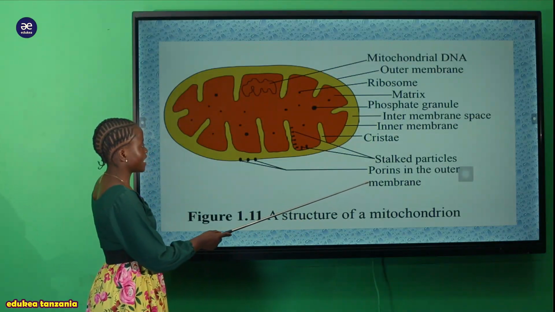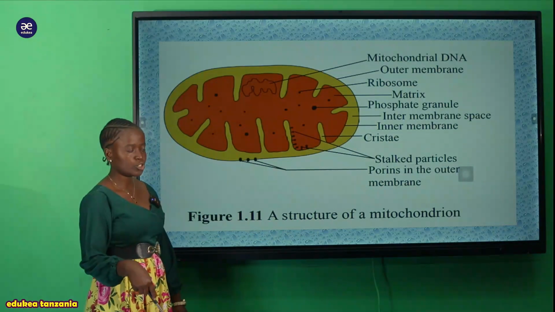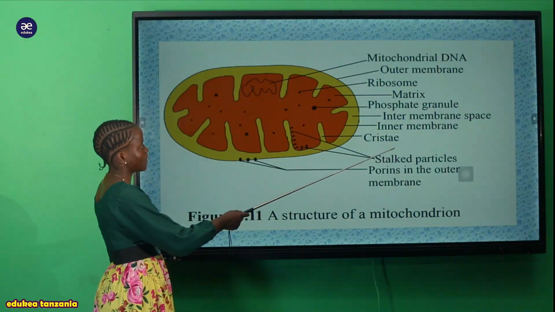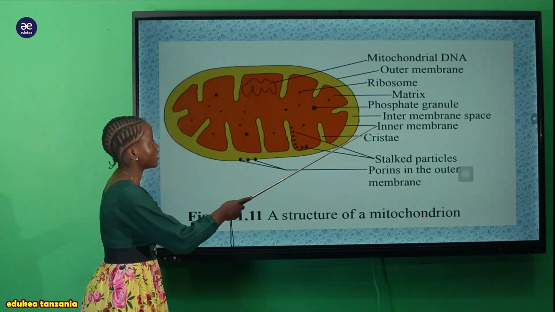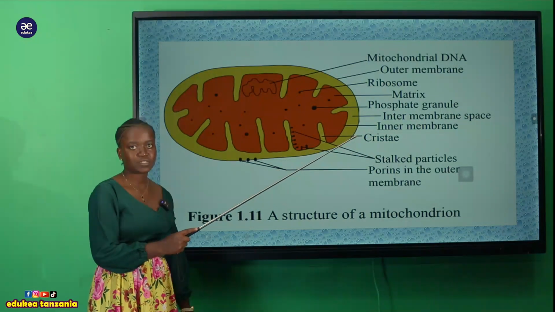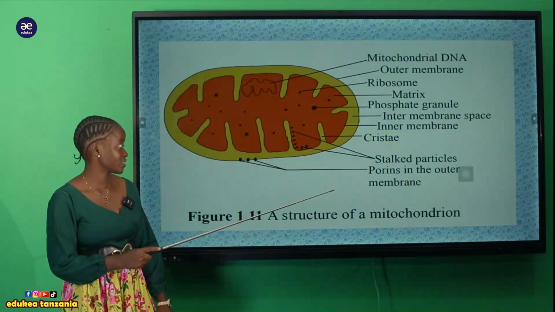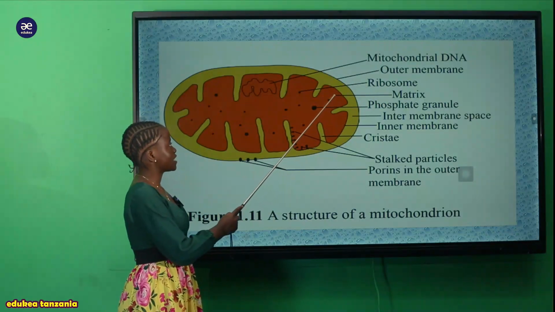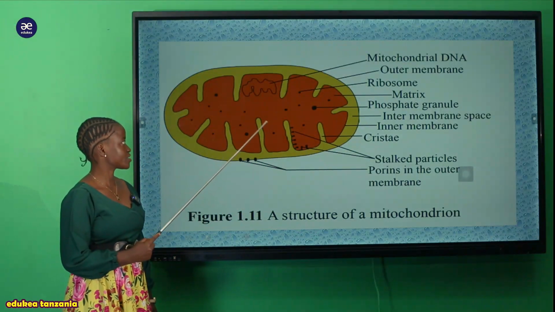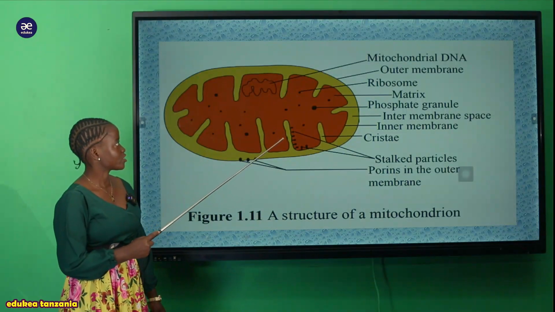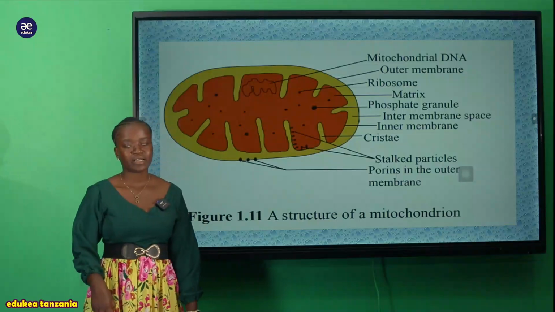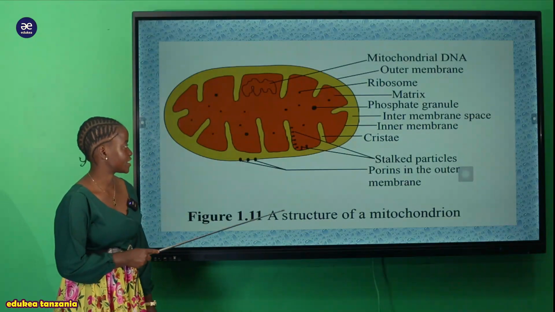So apart from that, there are porins, whose function I have explained to you, in the outer membrane. We have these stalked particles. We have also the membrane space. Now you can see that it is approximately 6 up to 8 nanometer. But also there is the matrix, this one, which is orange in color. So this one tunasema kwamba ni matrix. Matrix ni kama cytoplasm. So that is all.